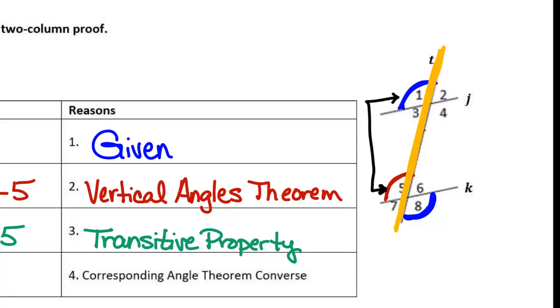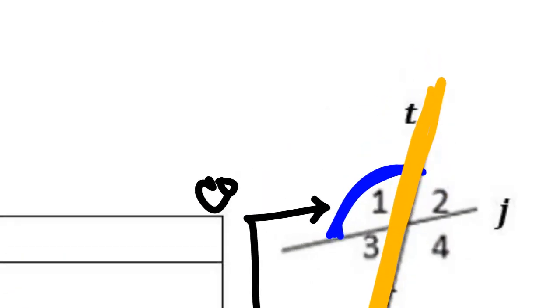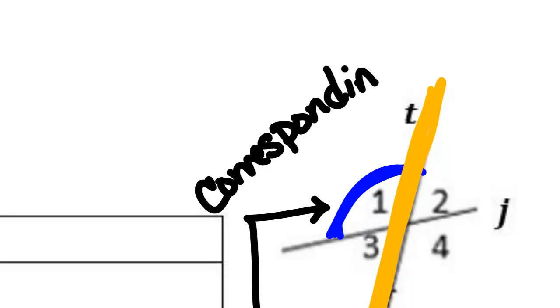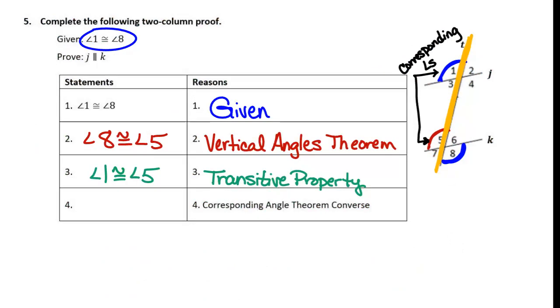Are they both exterior to J and K? No, so I can't call them exterior angles. Are they in matching corners? Yes. Upper left-hand corner, upper left-hand corner. What do we call the angle pairs that are in matching corners? Corresponding angles. And we already established that these corresponding angles are congruent.